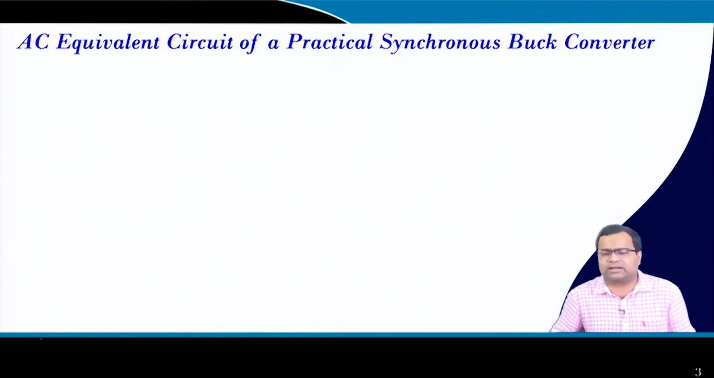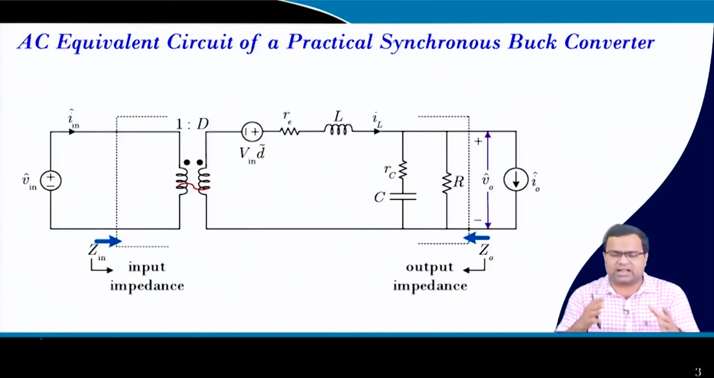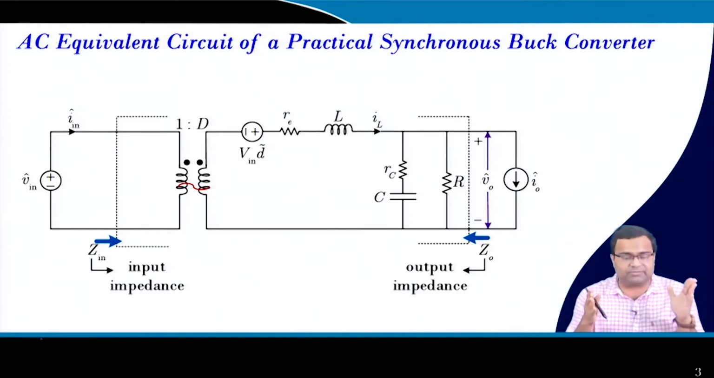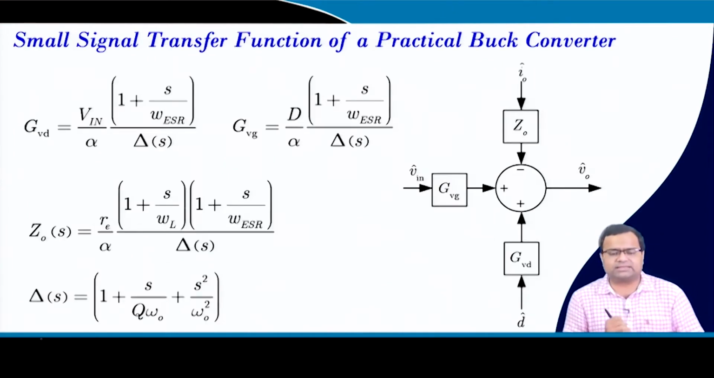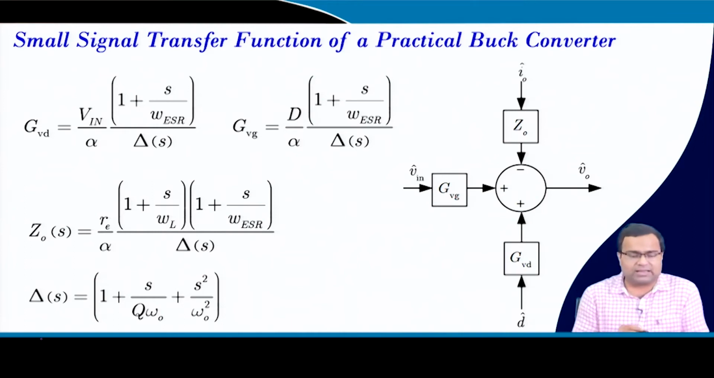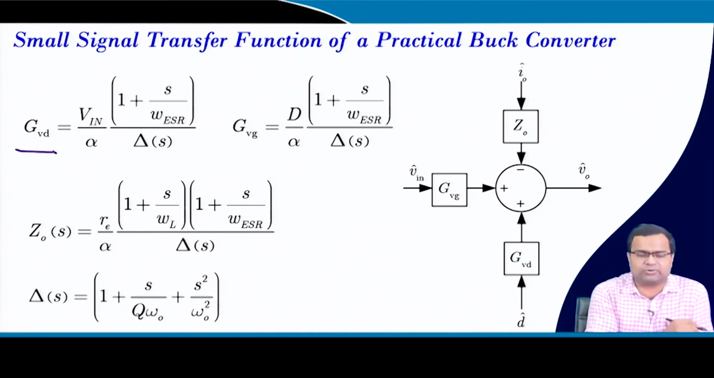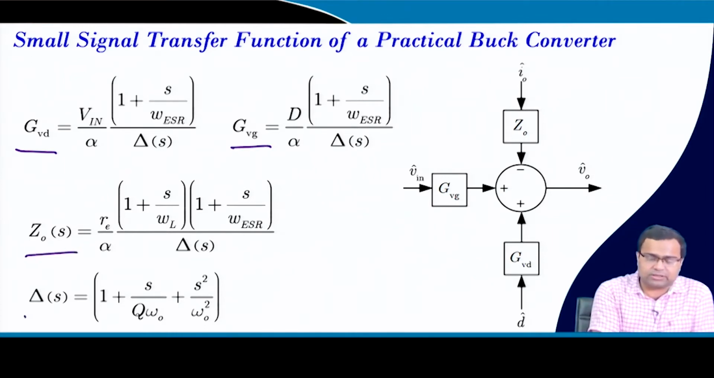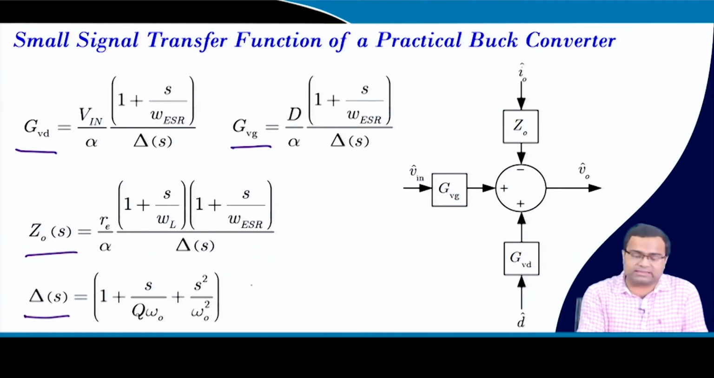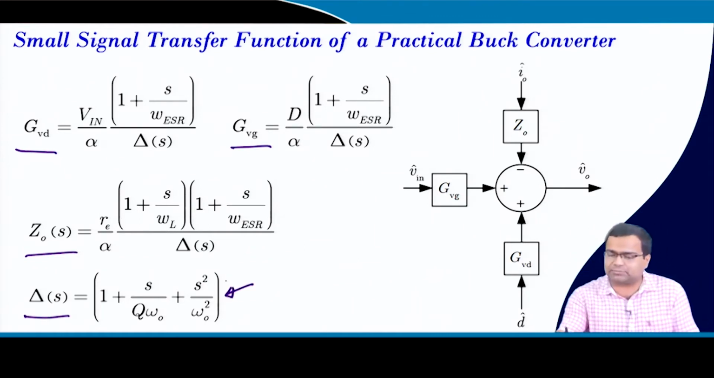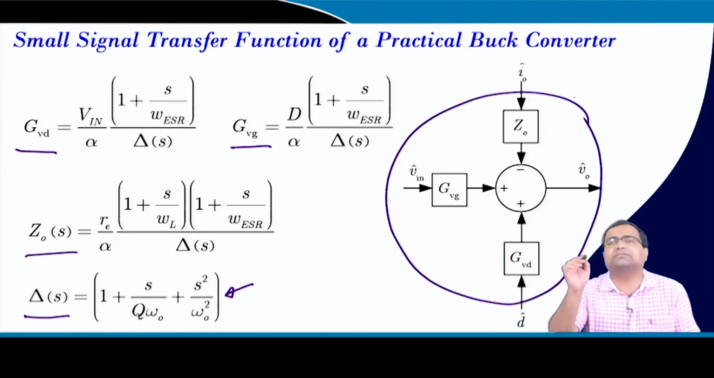In the AC equivalent circuit of a practical synchronous buck converter, which we have already obtained in the previous lecture, we can obtain the output impedance, input impedance, audio susceptibility, and control to output transfer function. These are the summary of the transfer functions of a practical buck converter. This is the control to output transfer function, one of the most important that we are going to deal with. Audio susceptibility is also very important. Then output impedance is very important, and for all these transfer functions the common denominator, which is the pole, is nothing but this transfer function. And this is the small signal block diagram for the open loop converter.